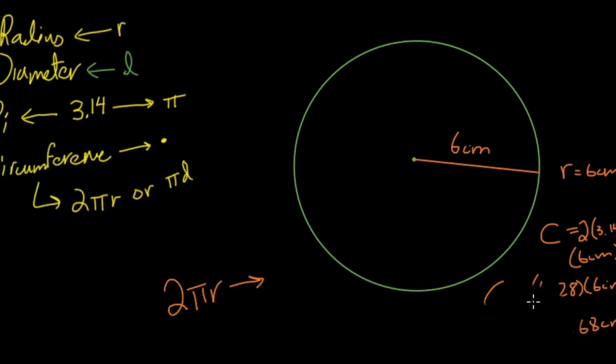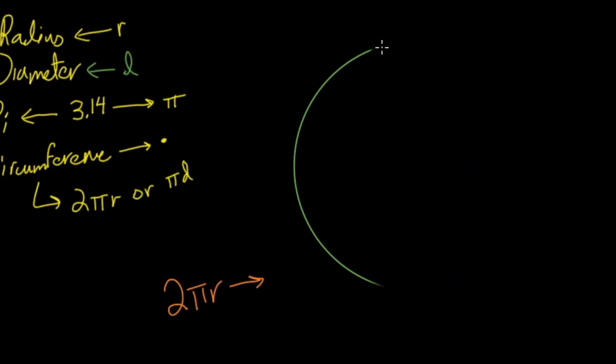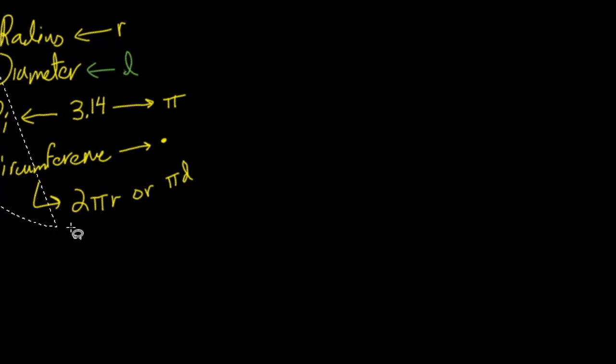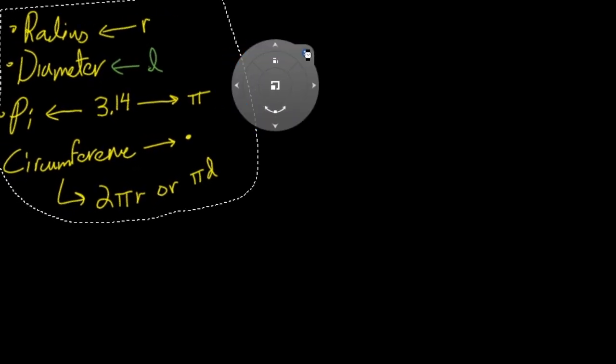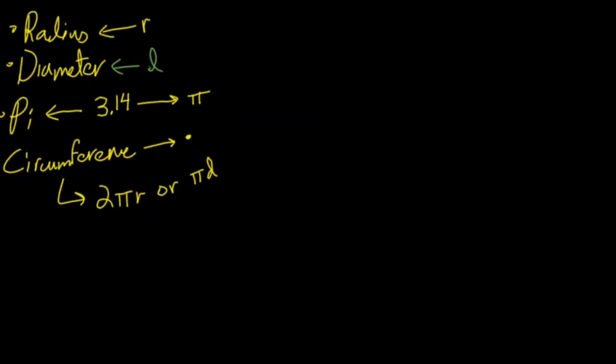Okay, let me do another example with you. Let's say we have another circle, a smaller circle, and we have our little origin here. The question tells you this circle has a radius of 2 millimeters.